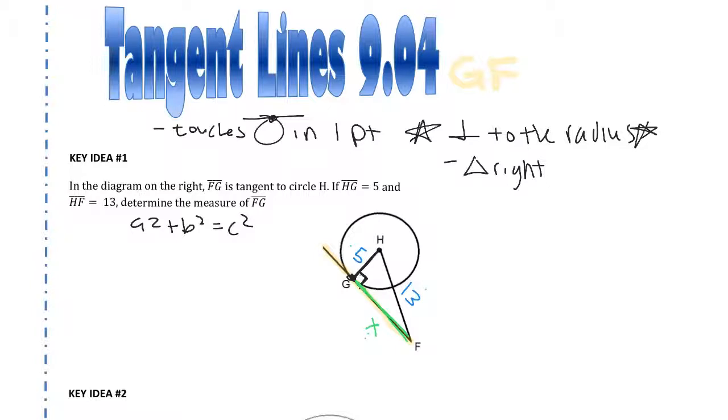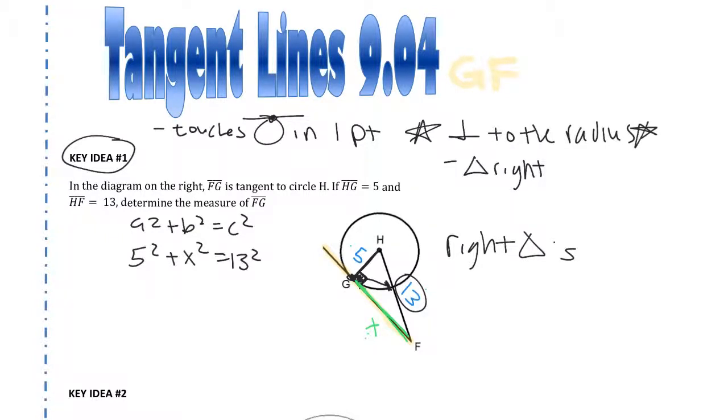Now it's important that I label this 90-degree angle in between the tangent and the radius, because that will help me find my hypotenuse. So my hypotenuse is across from the 90, it is 13. So that's the side that's by itself squared. That's your C. So it's 5 squared plus x squared equals 13 squared. Then you would just solve for x. So the first key idea is that we have right triangles when we have tangent lines. And then we could use what we know about right triangles to solve.